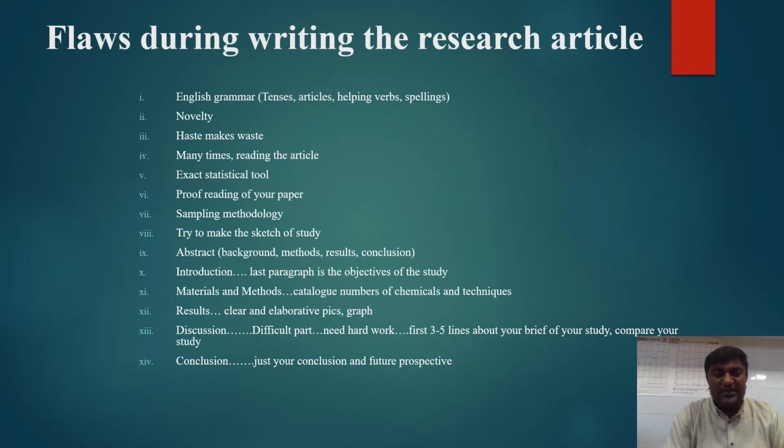Abstract: it consists of the background, methods, results, discussion. Introduction should be relevant, and it is important that the last paragraph is the objective of the study. And material and methods consist of the catalog numbers of the chemicals which you are using during your research, and the techniques that are used in the research. It is important that it should be clear, elaborative, and so on.